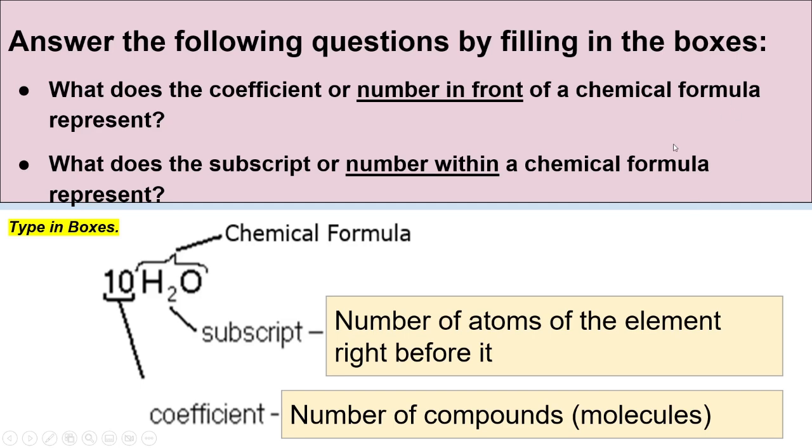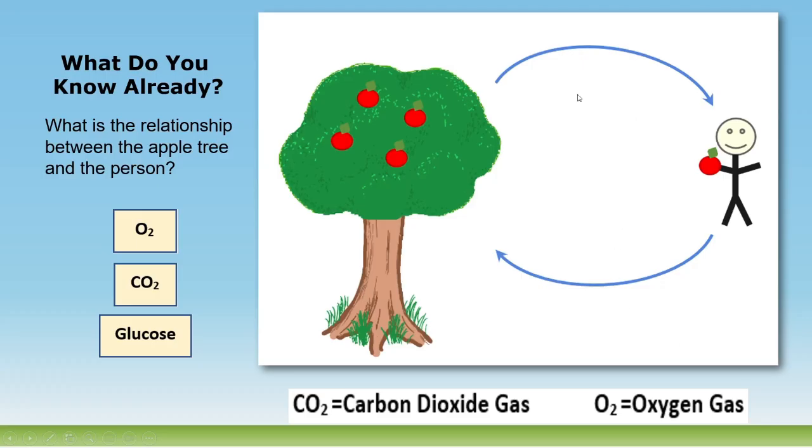Okay, so let's look at getting into comparing cellular respiration and photosynthesis. We went over reactants and products, as well as how to read chemical formulas, because it is necessary for you to understand the chemical formulas involved in cellular respiration and photosynthesis. All right, so let's see what we already know. What is the relationship between the apple tree and the person?